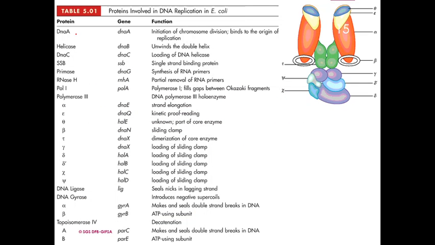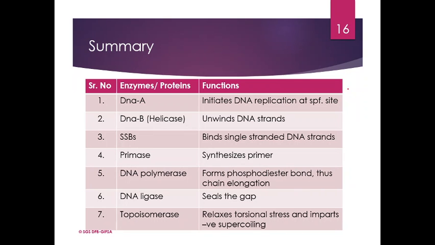Here is a list of all the enzymes which we have discussed, and there are different types of genes from where they are synthesized and the functions they execute. So in summary, what we have discussed in this presentation: the enzymes or proteins and their functions. DnaA is the first protein to bind to the DNA and initiate DNA replication. DnaB, called helicase, unwinds the DNA strand. SSB binds to the single-stranded DNA structure and protects it from the attack of nucleases.